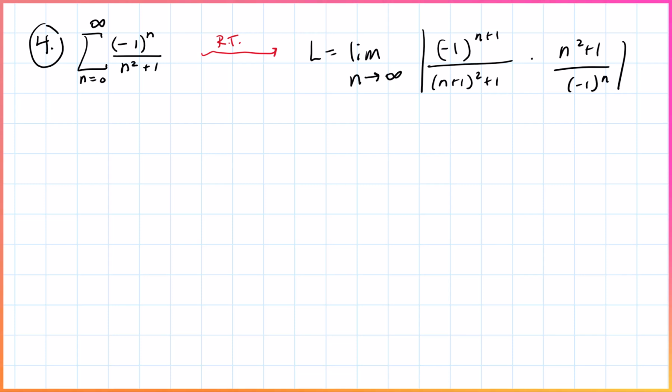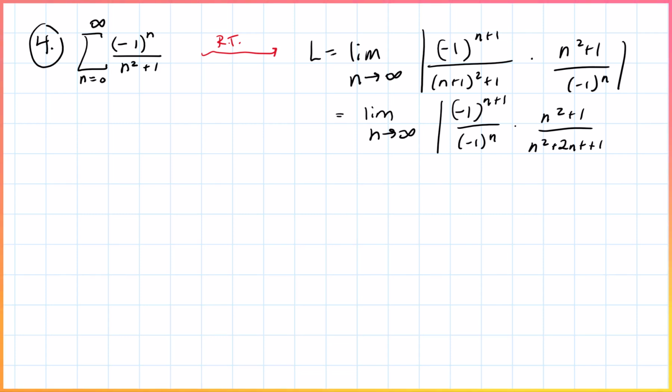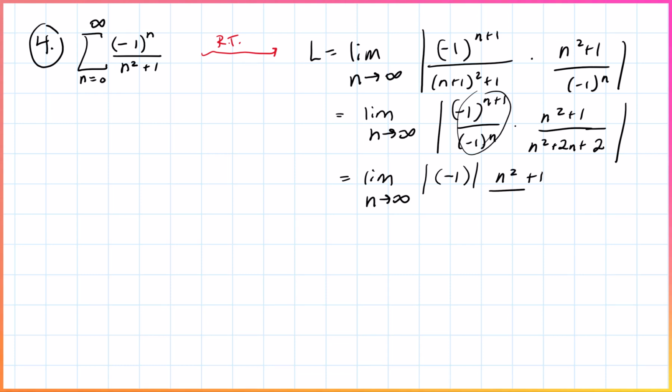Uh-oh, I'm seeing something interesting happen here. Let's see what happens. We get negative 1 to the n plus 1 over negative 1 to the nth. We get n squared plus 1 in the denominator there. I'm going to expand that. I get n squared plus 2n plus 1 plus 1, so we get n squared plus 2n plus 2. And of course, when we take this ratio, we get just negative 1 on the top, but we're taking the absolute value of that, so that will be 1. And we've got n squared plus 1 over n squared plus 2n plus 2.